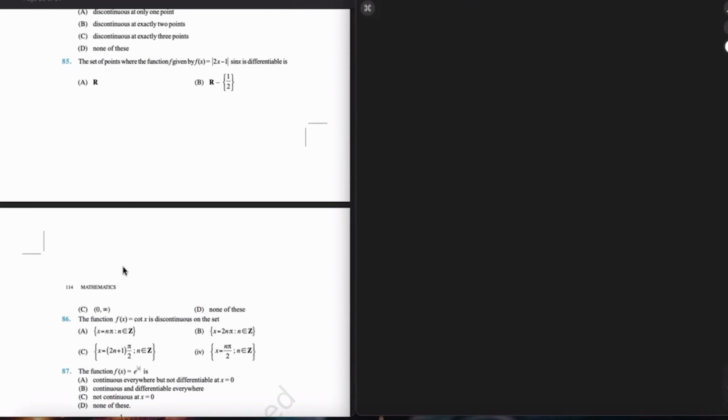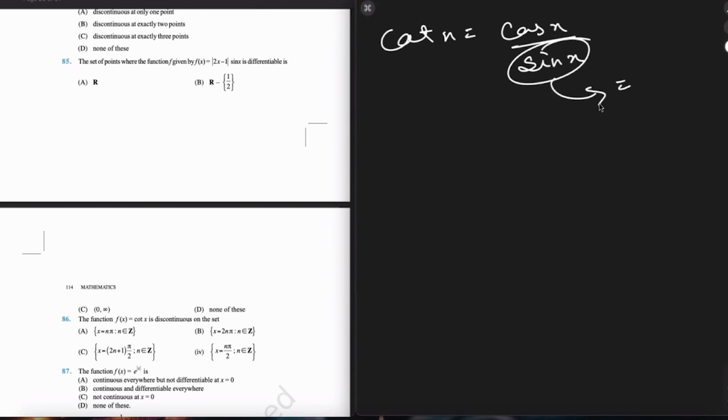Now the function f(x) is equal to cot x, discontinuous on the set. Cot x is nothing but cos x upon sin x. So wherever sin x is equal to 0, that will be the point of discontinuity of cot x. So at x is equal to n pi, for n belonging to the integers Z, there will be discontinuity.